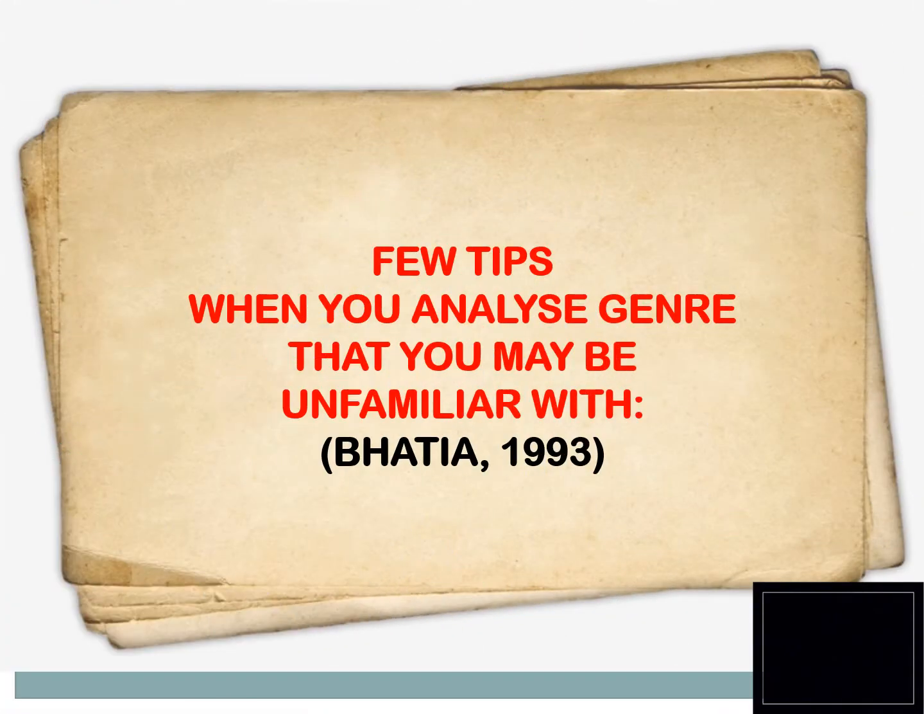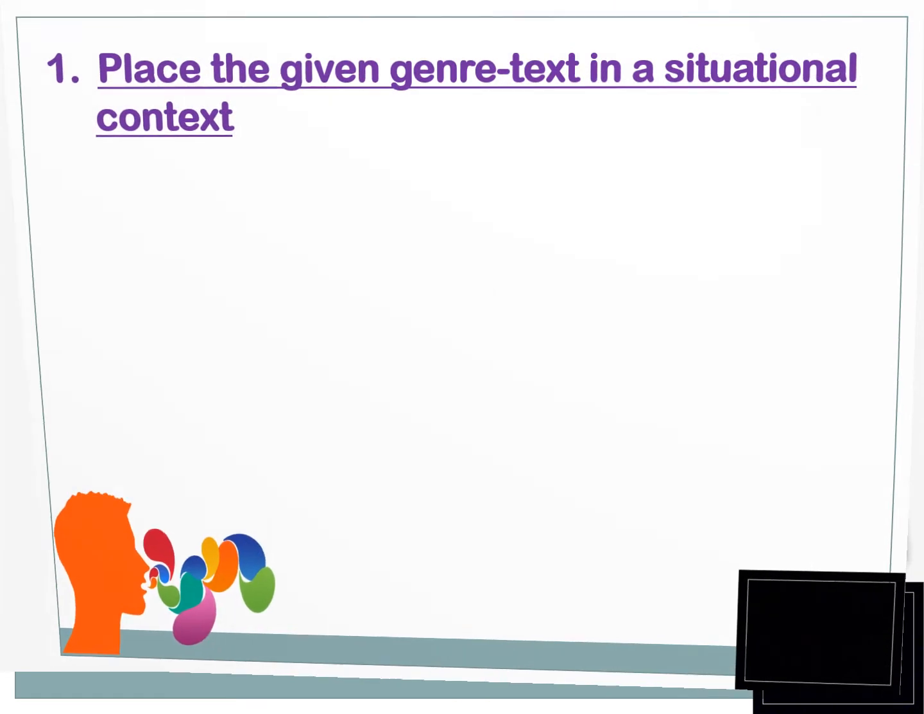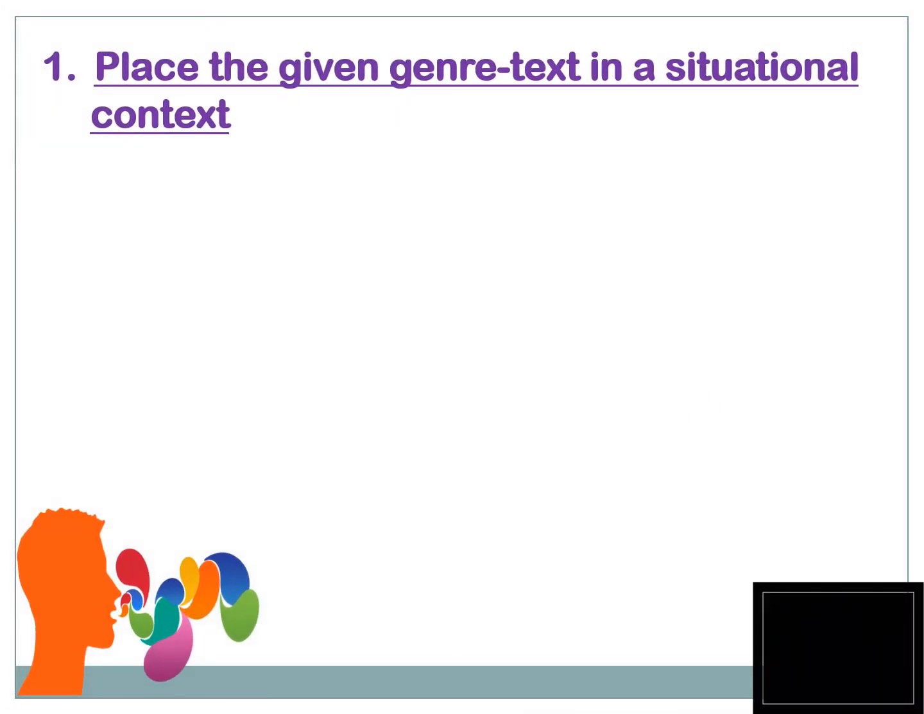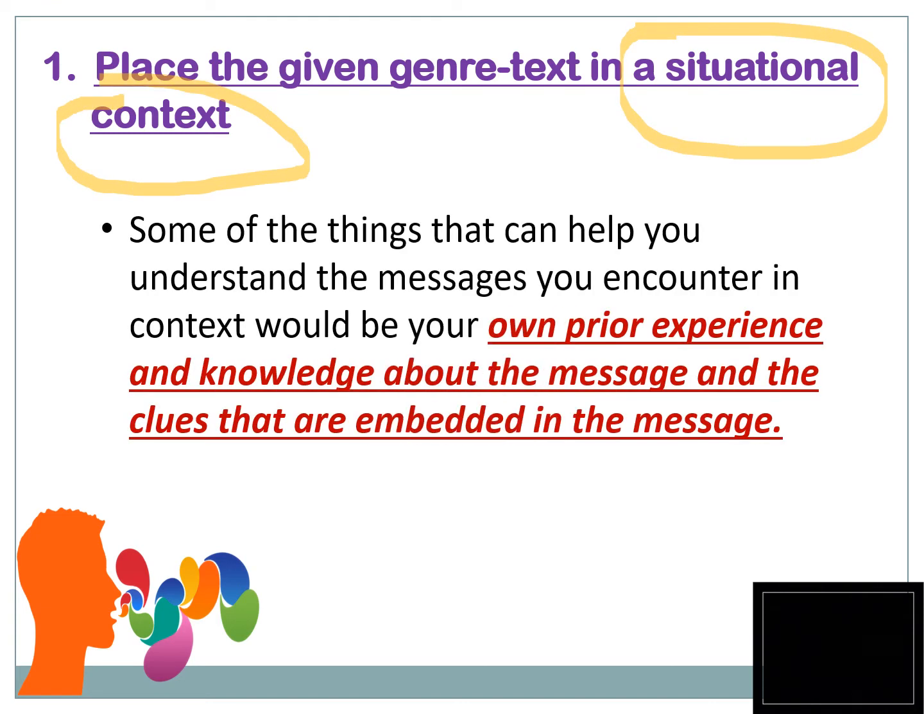Here are the few tips when you analyze genre that you may be unfamiliar with, according to Beja 1993. So first one, place the given genre text in a situational context. So what does it mean? Some of the things that can help you understand the messages you encounter in context would be your own prior experience. Kung ano nga ba yung mismong naranasan mo before. Kasi nga, 'di ba, marami tayong napapanood, nababasa at naririnig na kung saan nakaka-relate tayo.